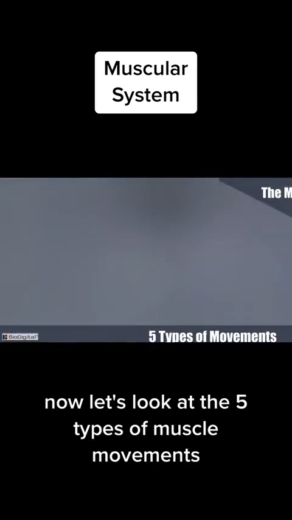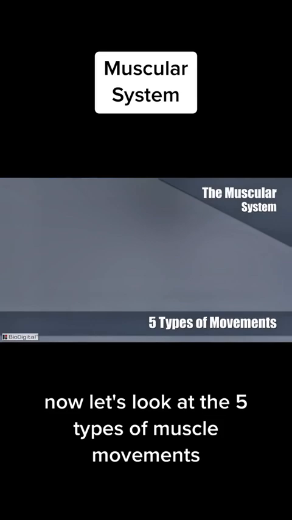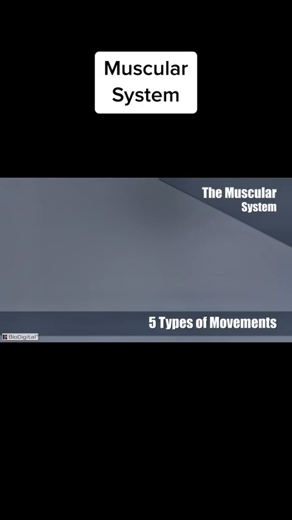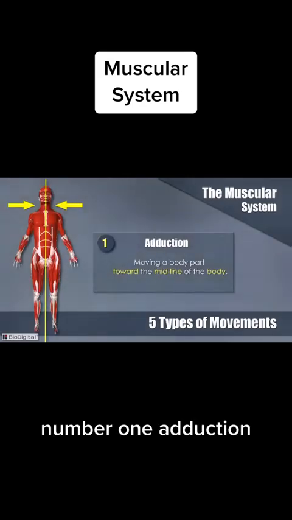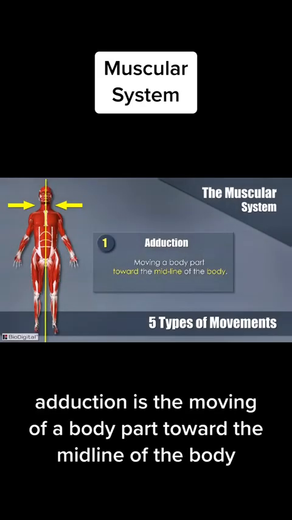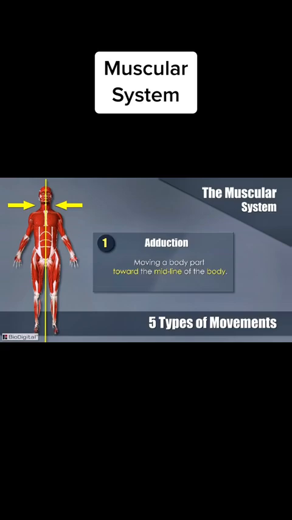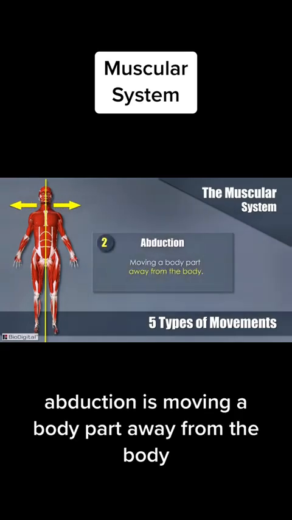Now, let's look at the 5 types of muscle movements. Number 1, adduction. Adduction is the moving of a body part toward the midline of the body. Abduction is moving a body part away from the body.